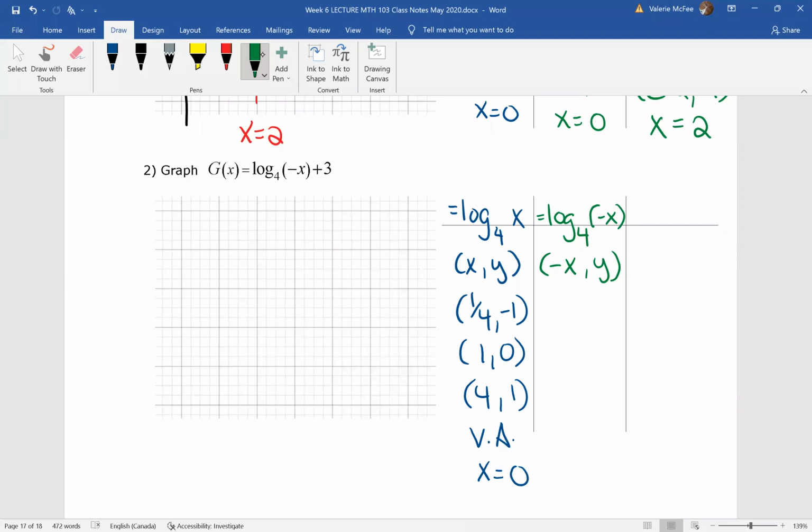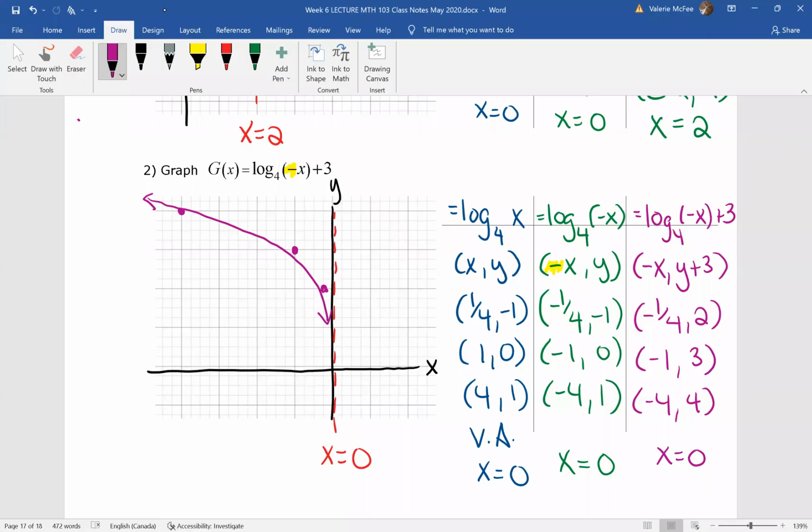Did you put the negative on x? I hope so, because this time that negative sign is inside the function. That means we're changing our x value. What kind of transformation is this? We know when the negative is outside, it's a reflection across the x-axis. This is going to be a reflection across the y-axis. I'll let you finish up. So there we have our reflection, and it was also vertically shifted up 3 units.